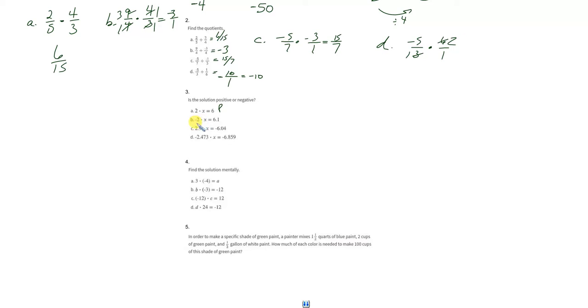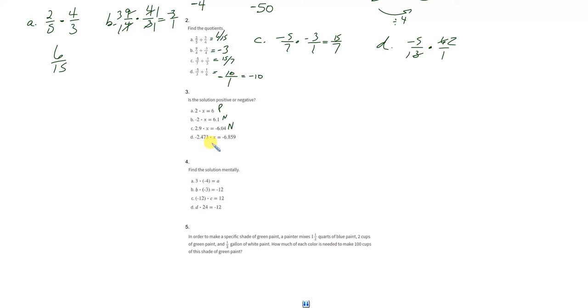Something times negative 2 equals positive 6.1. Well, that something has to be negative for the product to be positive. A negative times a negative is a positive. Something times 2.9 ends up being negative. Well, x would have to be negative in that scenario, because a positive times a negative is the only way you're going to get a negative.